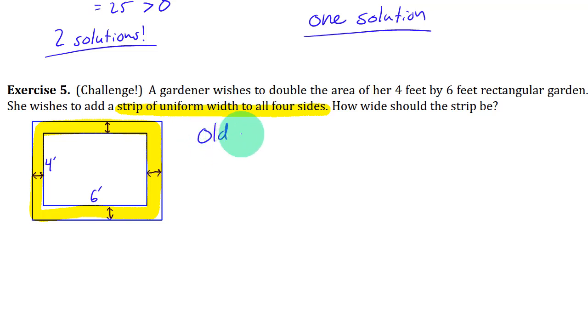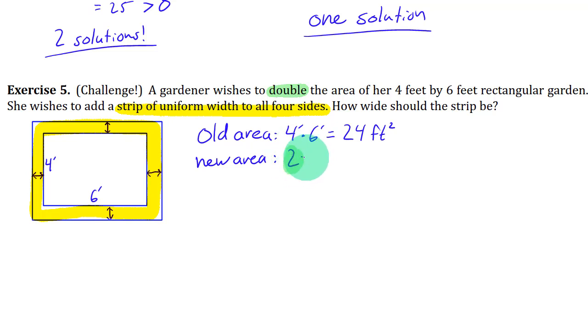The old area of the smaller bit of the garden was 4 feet times 6 feet, which gives you 24 feet squared, 24 square feet. If she wants to double it after adding the strip, doubled would mean 2 times 24, which would be 48 square feet. So that's the goal, is to make this become 48 square feet.